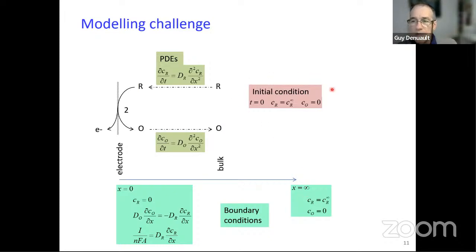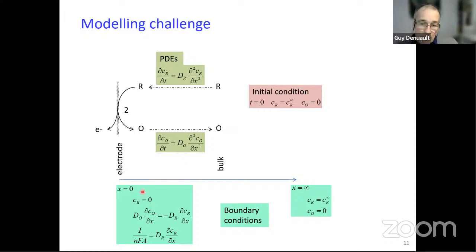And then we need to set up the problem. So this is called the initial condition. So at t equals 0, you define what you have in the solution. So for example, I've got some reduced form in the bulk of my solution, but no oxidized form. The reduced form is going to travel by diffusion, it's going to be oxidized. So I'm going to create the oxidized form. So there will be mass transport of the oxidized form because that's the product of the reaction.